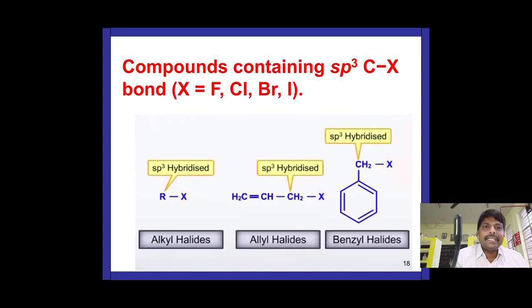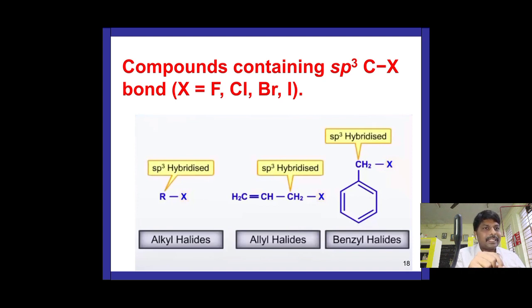You can see in this slide X is attached with R. In the first type X is attached with R. That R is an alkyl group. What is the hybridization of R? sp3. Next one, allyl halides. In allyl halides X is attached to one carbon, that is sp3. That is attached with one double bonded carbon. This type of halides are called allyl halides. Allyl.